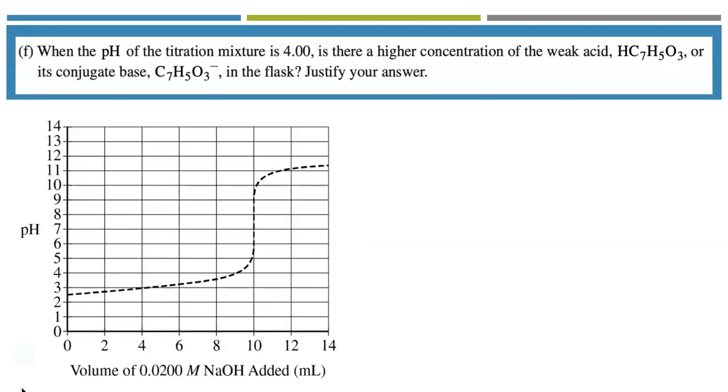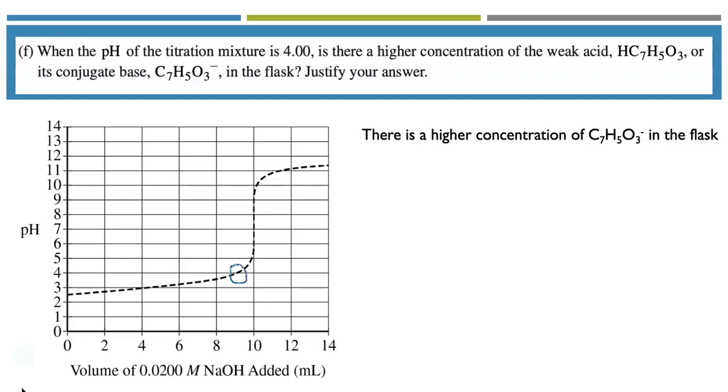When the pH of the titration mixture is 4, is there a higher concentration of the weak acid, salicylic acid, or its conjugate base, salicylate ion, in the flask? Justify your answer. Let's go back and look at the graph. I'm going to claim that there's a higher concentration of the conjugate base in the flask. How do I know this? How do I back it up?